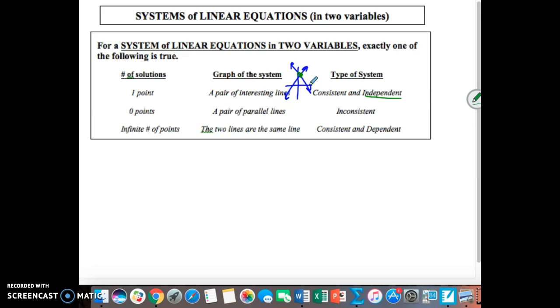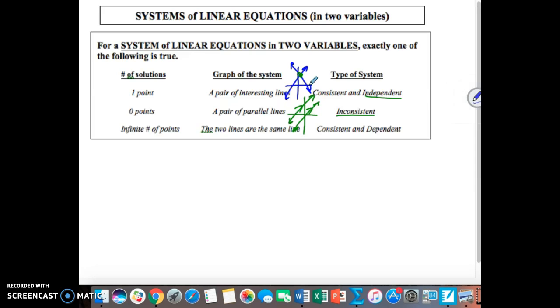For a graph with 0 solutions, it's just a pair of parallel lines. So we'd have a graph with two lines that were parallel and they would never touch. This type of system is inconsistent.